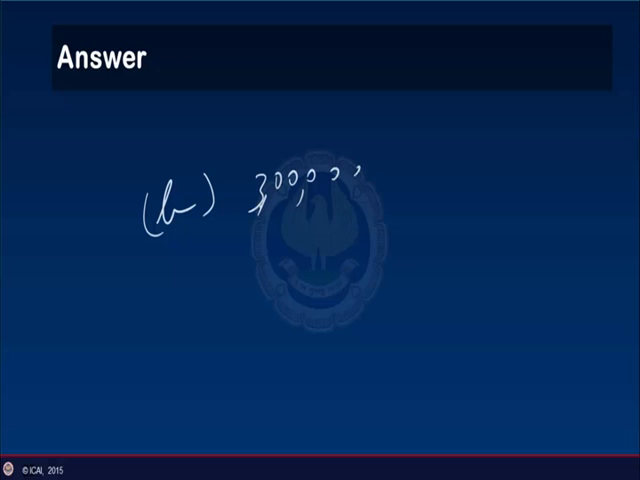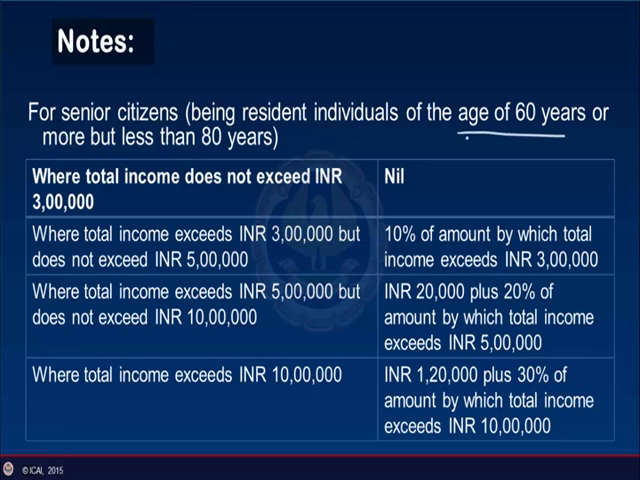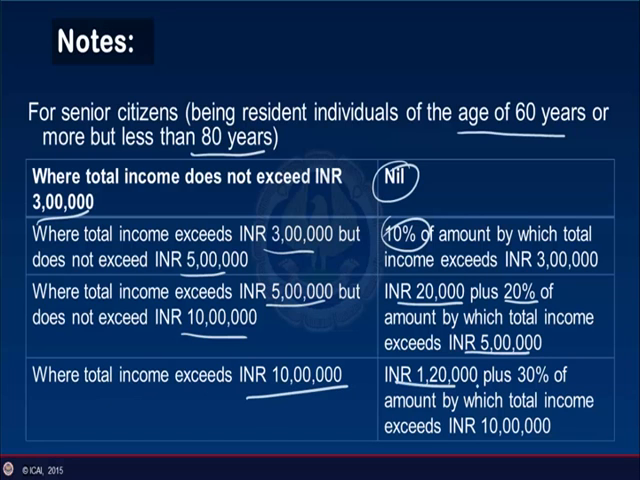To take you through that slab, which is there separately for a resident individual of the age of 60 years but less than 80 years in the previous year, the total income which does not exceed INR 3 lakhs would be nil. Where the income exceeds 3 lakhs but is less than 5 lakhs, 10% of the income exceeding 3 lakhs. In case the income exceeds 5 lakhs but is less than 10 lakhs, 20,000 plus 20% of the amount by which total income exceeds 5 lakhs. Where the total income exceeds 10 lakhs, 1,20,000 plus 30% of the amount which exceeds 10 lakhs.